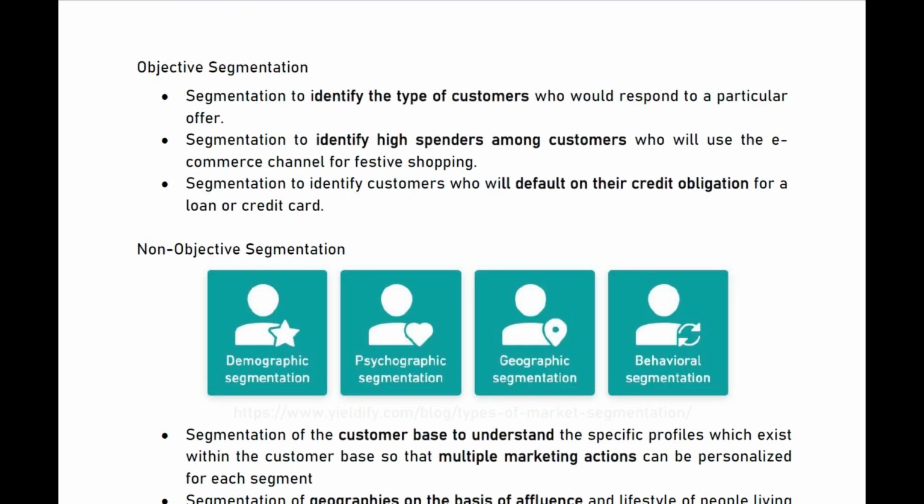The objective of segmentation is to identify the type of customer who will respond to a particular offer, and to identify the high spenders among the customers on the e-commerce channel during festival shopping. Segmentation also identifies customer defaults using the credit obligation of the loan and the credit card.